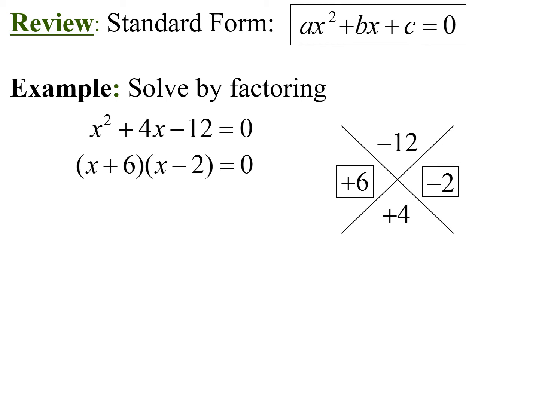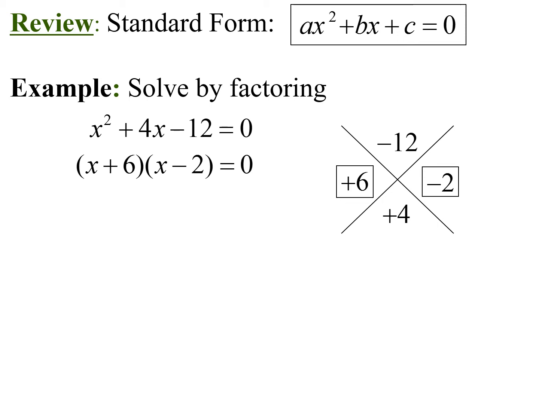x times x is x squared. X times negative 2 is negative 2x, 6 times x is 6x, and 6 times negative 2 is negative 12. When I combine those like terms of negative 2x and positive 6x, I get positive 4x, and I see that I get that original trinomial. So when we factor, we keep the equation equivalent, it just changes the look.